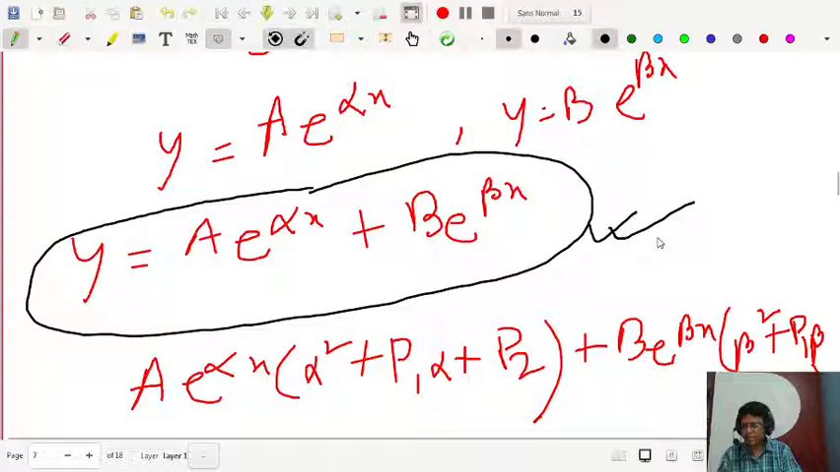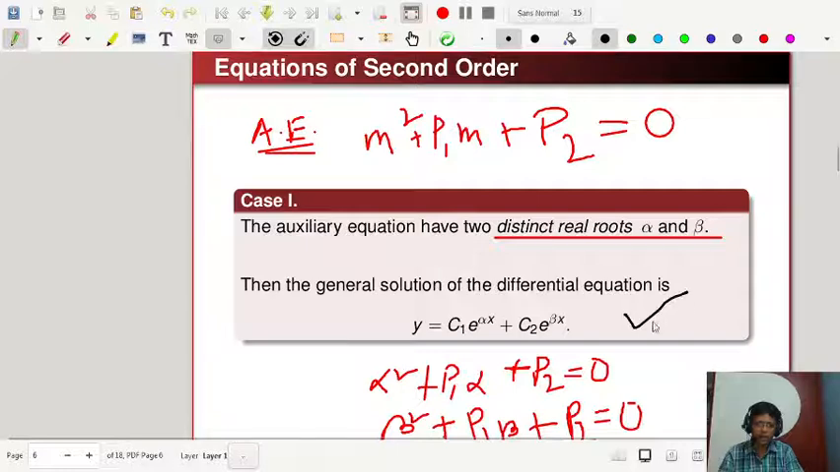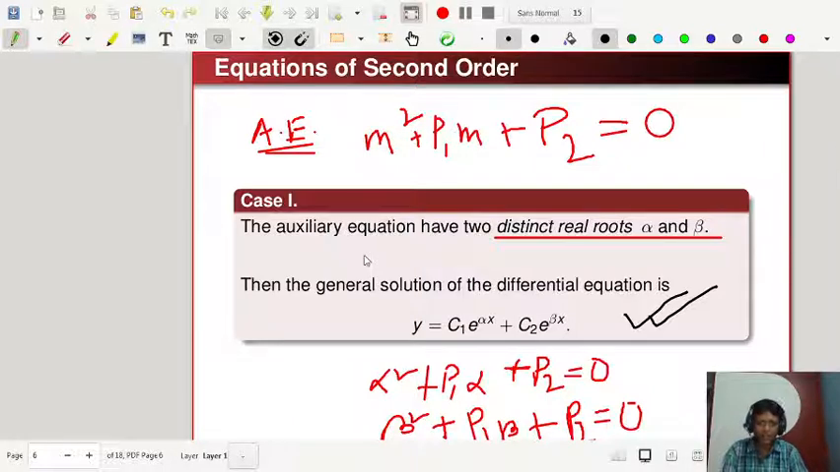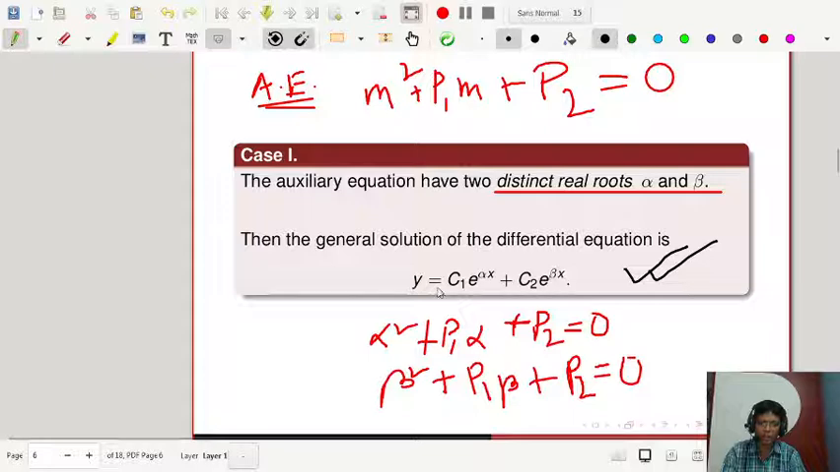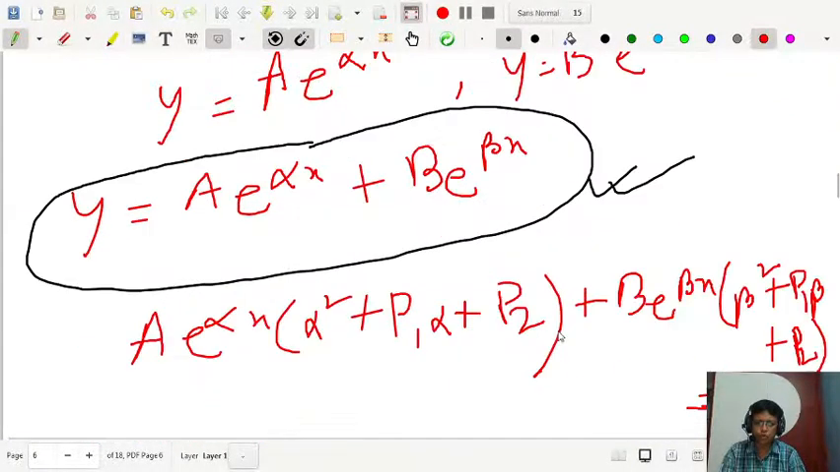Since it contains two independent arbitrary constants a and b, we may regard it as the general solution or complete primitive of the equation, as we are talking about a second order differential equation, and a second order differential equation has two independent arbitrary constants in the general solution. So that was case 1: if the auxiliary equation has two distinct real roots alpha and beta, the general solution of the differential equation will be y equal to c1 e to the power alpha x plus c2 e to the power beta x. Next, let's move to case 2.